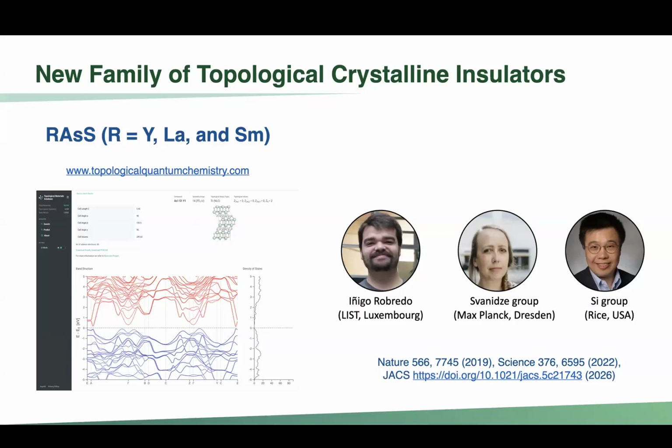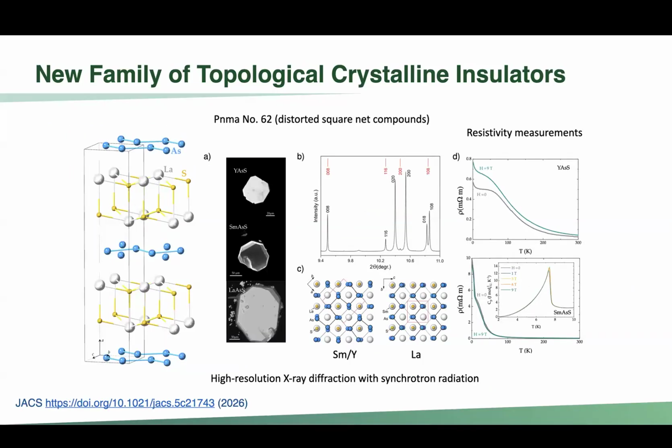And from this topological quantum chemistry database and these high throughput searches, we identified three potential interesting candidates that are R for rare earth, arsenic sulfide, and we found this could be realized for yttrium, lanthanum, and samarium. And this was done with Inigo, who was my student, Eteri from the Max Planck, who grew the materials, and Chimiao, who did the heavy fermion analysis. Chimiao and his group.